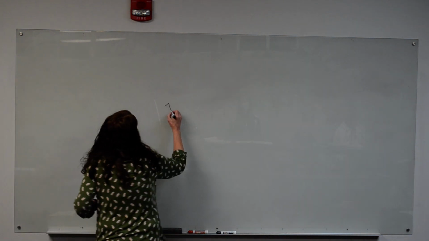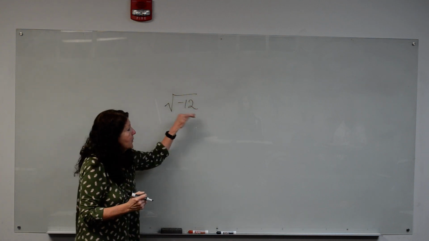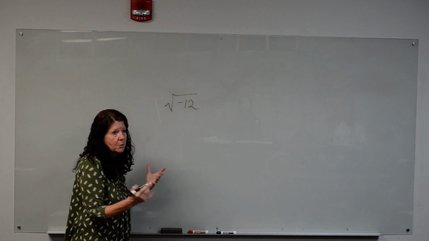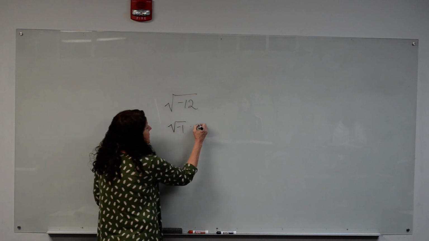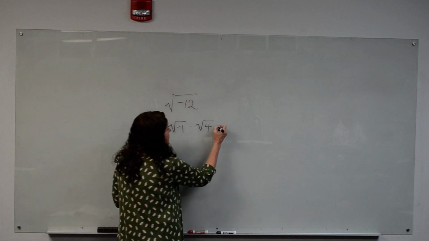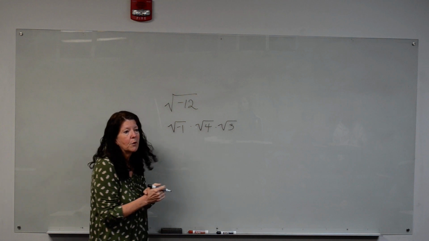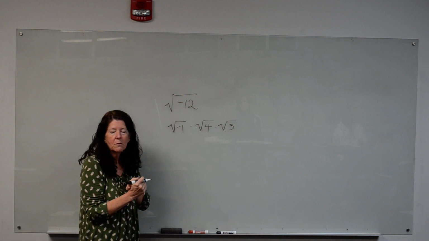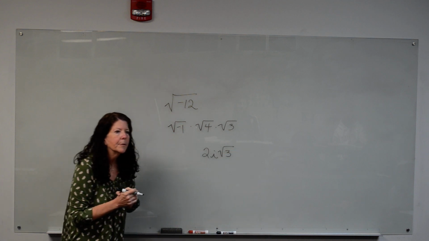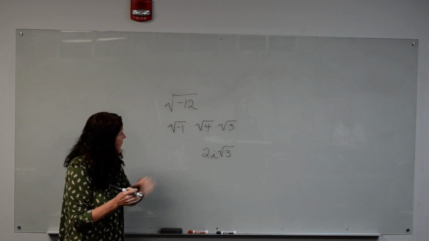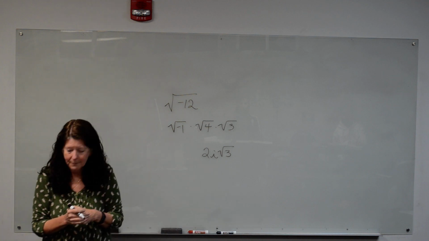If I have the square root of negative 12, I can break negative 12 down into things that I can take the square root of. So I've got the square root of negative 1, the square root of 4, and the square root of 3. Would you agree with that? We've already been doing this. What is the square root of 4? 2. What's the square root of negative 1? i. So the answer is 2i times the square root of 3. And that's your answer. It's just like what you've been doing, except for now you can take the square root of a negative number.